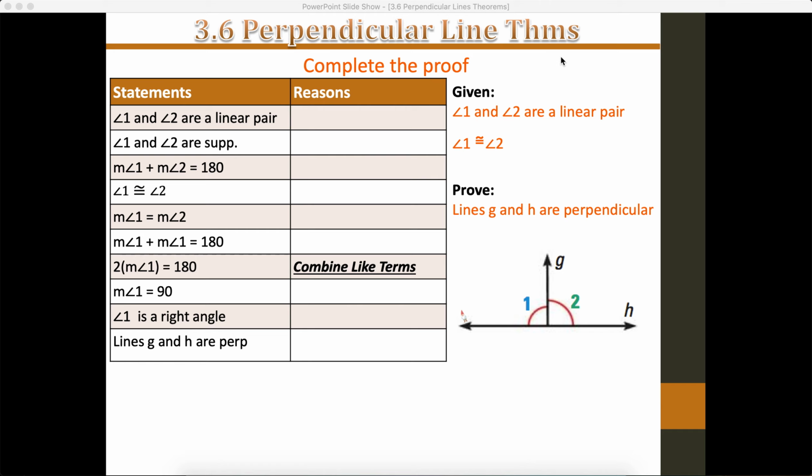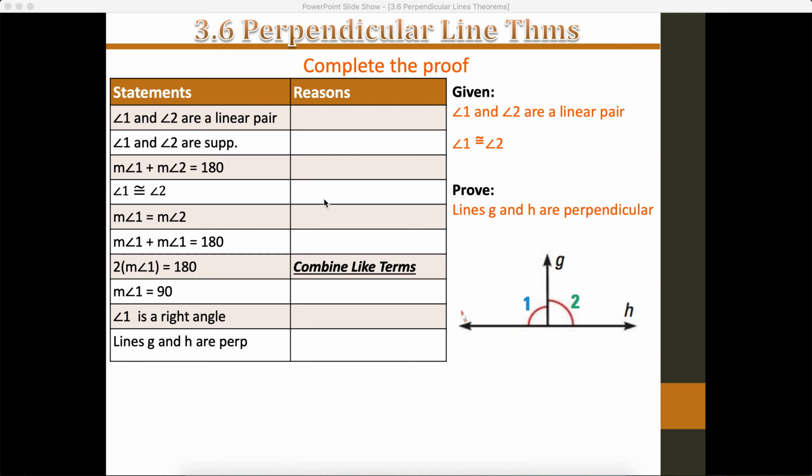First, let's talk about some of these perpendicular line theorems, and let's actually demonstrate one with a proof. One of these theorems says, essentially, if I have two angles that are a linear pair and they're congruent to each other, then the lines that create them are going to be perpendicular to one another. So essentially, if I'm given this diagram, here's 1, here's 2, and they're congruent, then it's going to be the case that G and H are perpendicular.